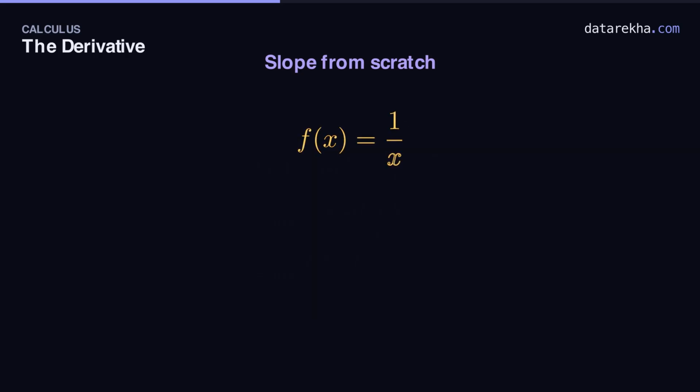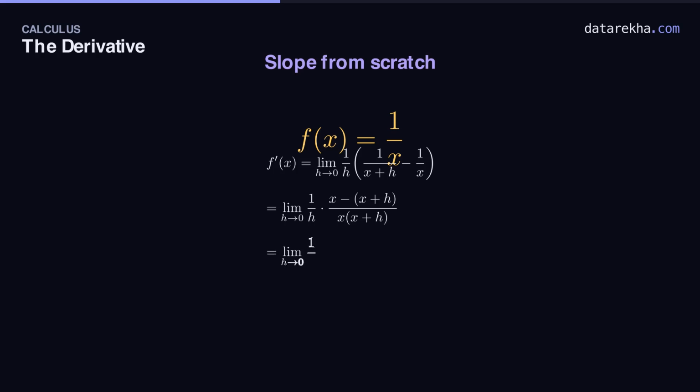Let's do one that needs a fraction trick. 1 over x. Put both little fractions over a common denominator, x times x plus h. The top becomes x minus the quantity x plus h, which is simply minus h. So we have 1 over h times minus h over x times x plus h. The h on top cancels the h on the bottom. Again, that key cancellation, leaving minus 1 over x times x plus h.